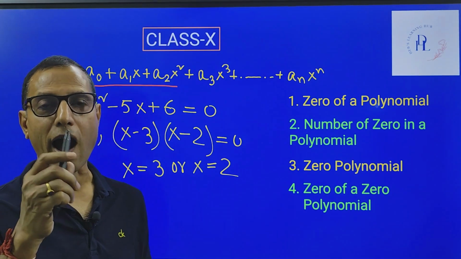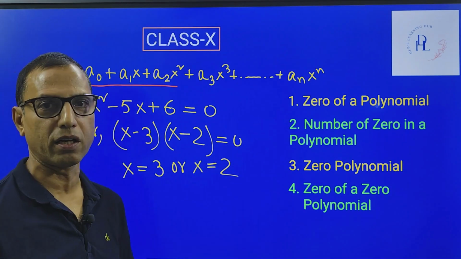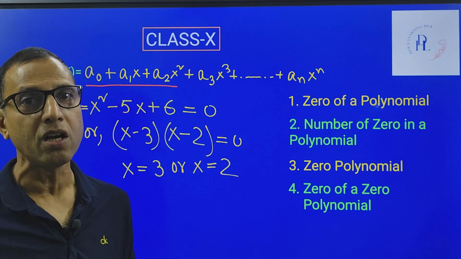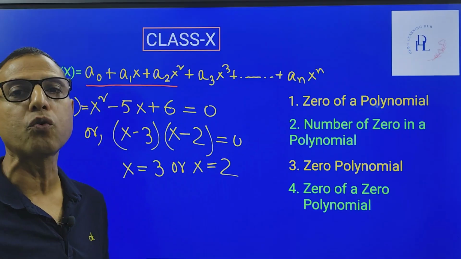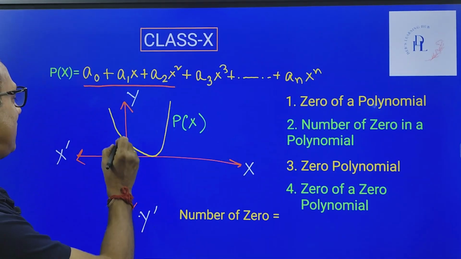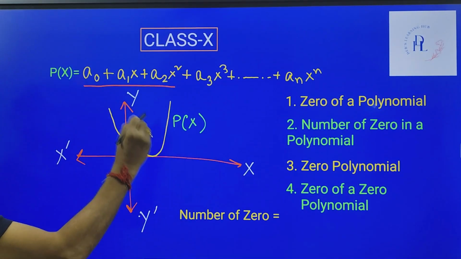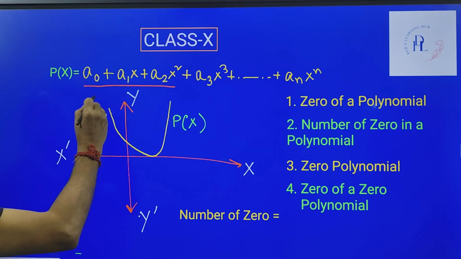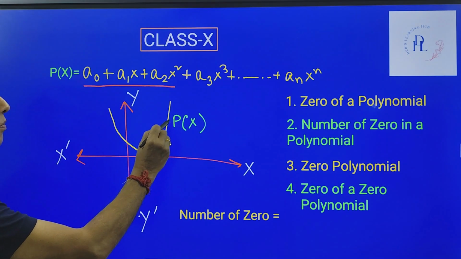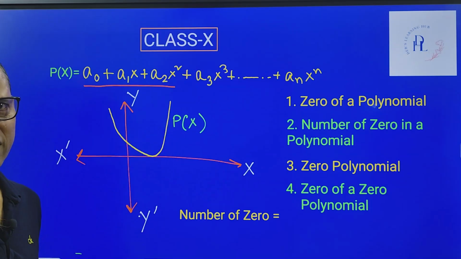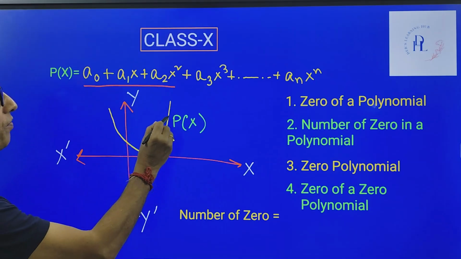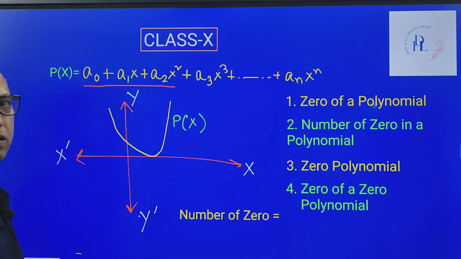Now I'll show you how to find out zero of a polynomial, how to find out the number of 0 in a polynomial from a graphical representation, where you will not be given any equation, just from the graph you need to tell. Okay, see this graph. This is x-axis, this is y-axis, right? Now this is a parabola. This is a graphical representation of a polynomial of x, right?